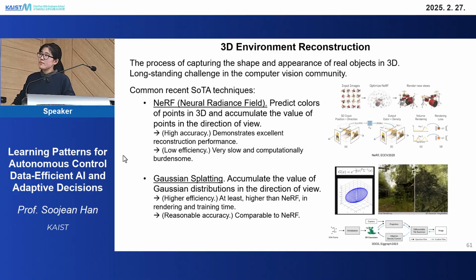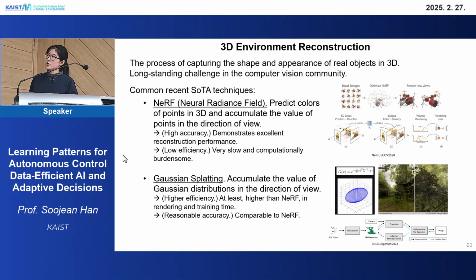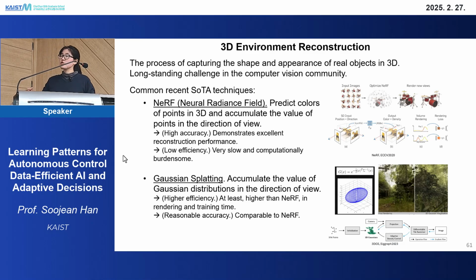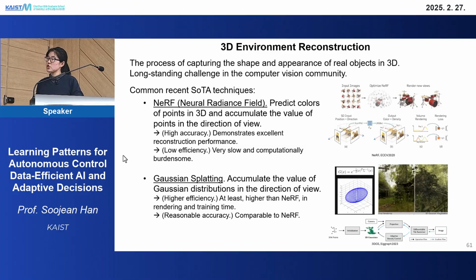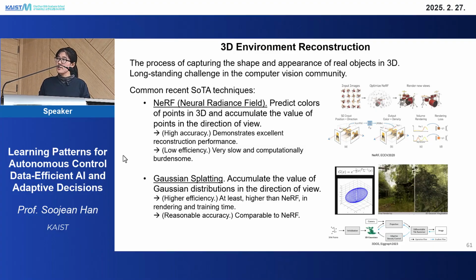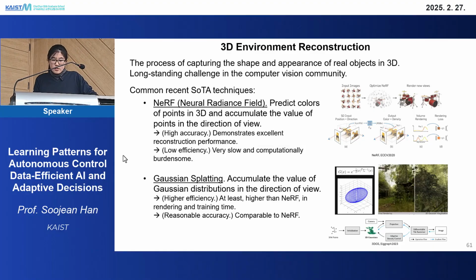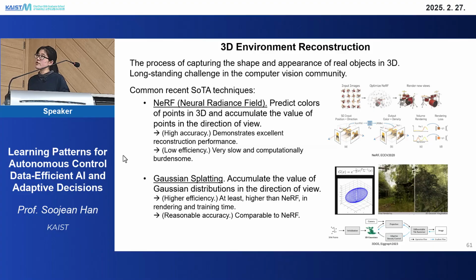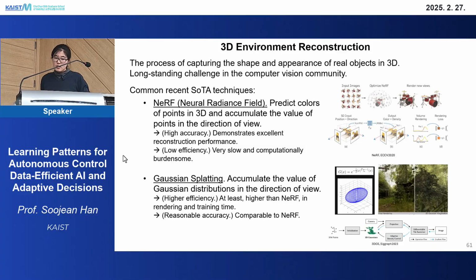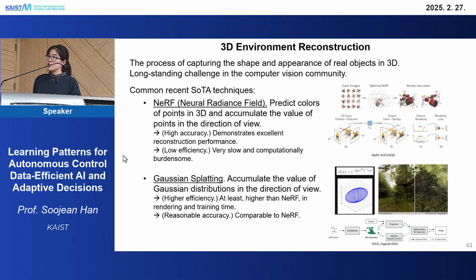Now, a disclaimer here, I'm not an expert in NeRFs or 3D environment reconstruction in general, so I'm only going to talk about how this stuff relates to the distributed data gathering architecture that we are doing in our research. Okay, now NeRFs have high accuracy, and so that's why they're used quite a lot in 3D reconstruction. But they also have very low efficiency. They're very slow and computationally burdensome.